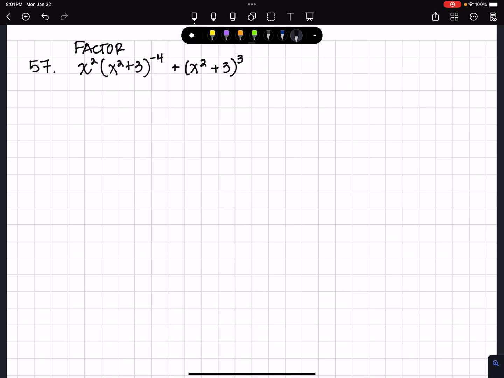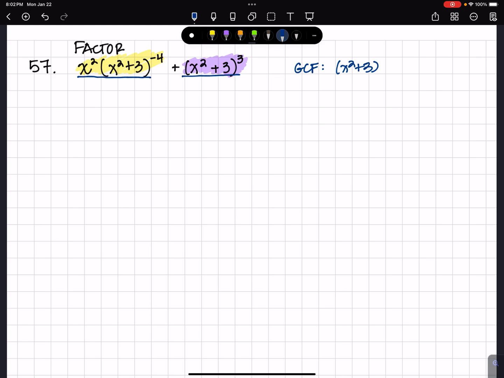Okay, in this problem, we're asked to factor. As you recall, we've got two terms, and we're going to be looking to see what they both have in common. It looks like they both have the base x squared plus 3 in common. So that's going to be part of that greatest common factor. So it's going to be x squared plus 3.